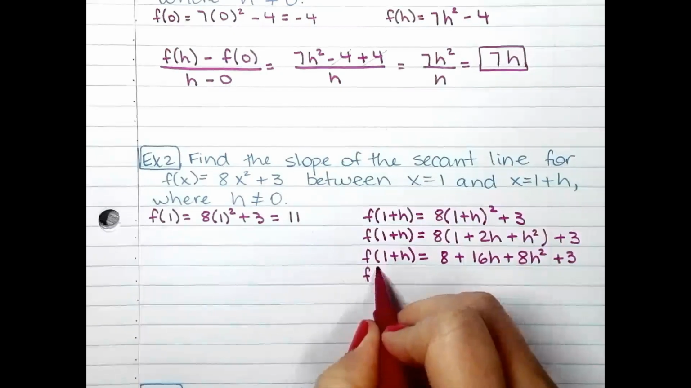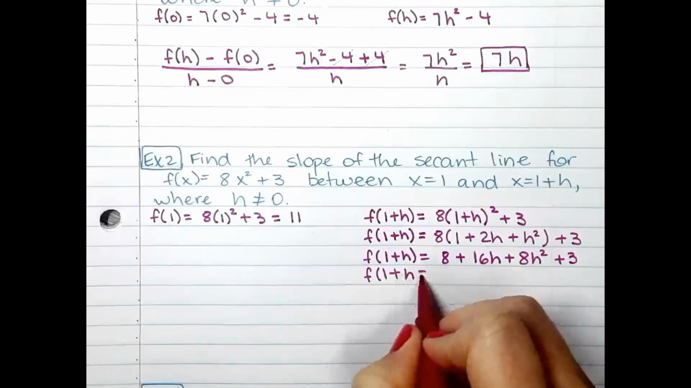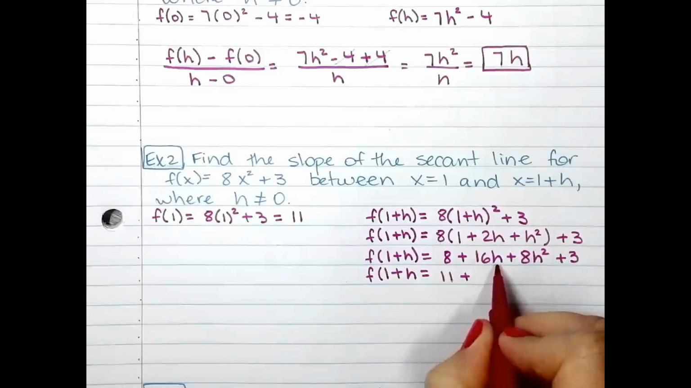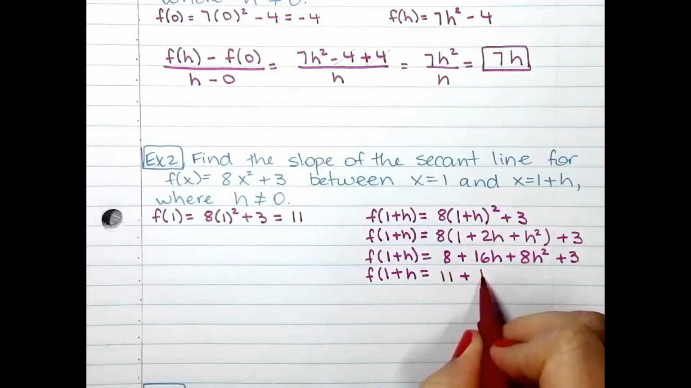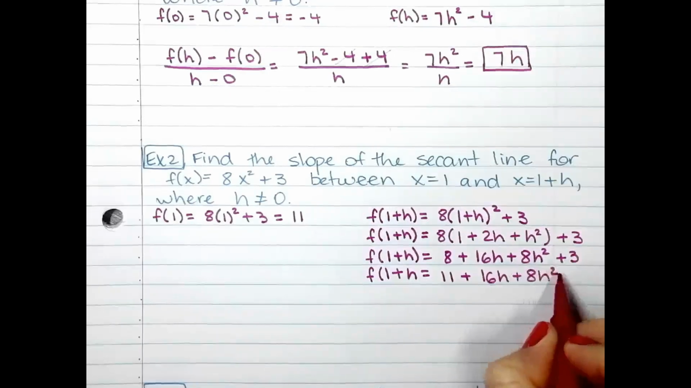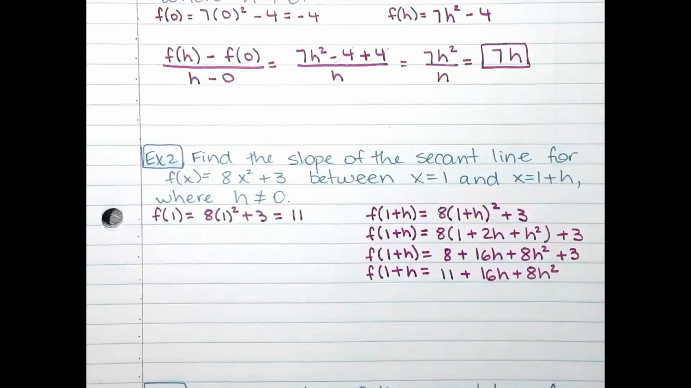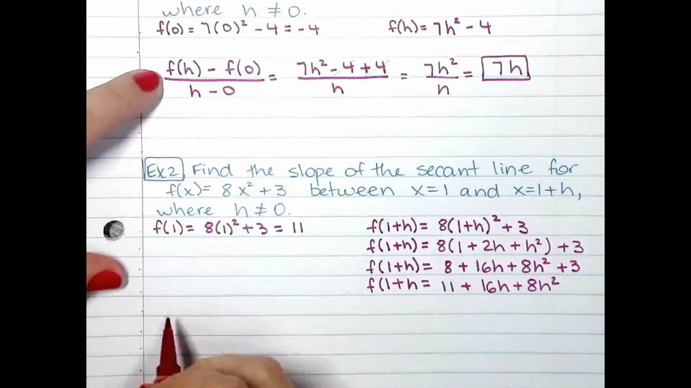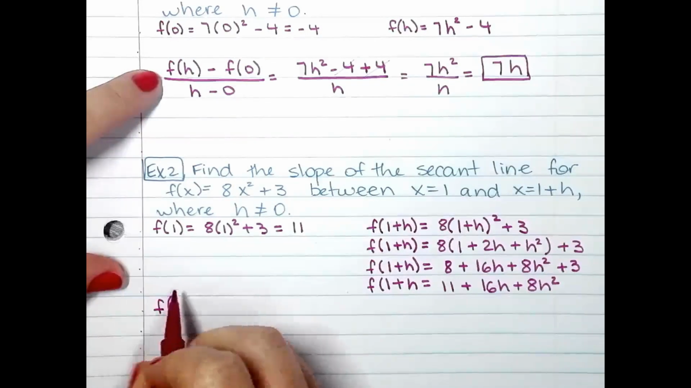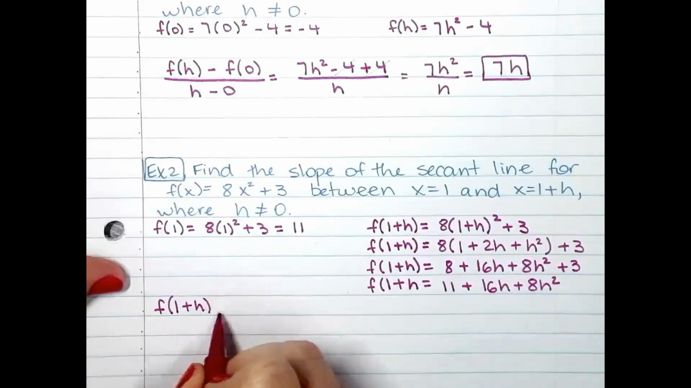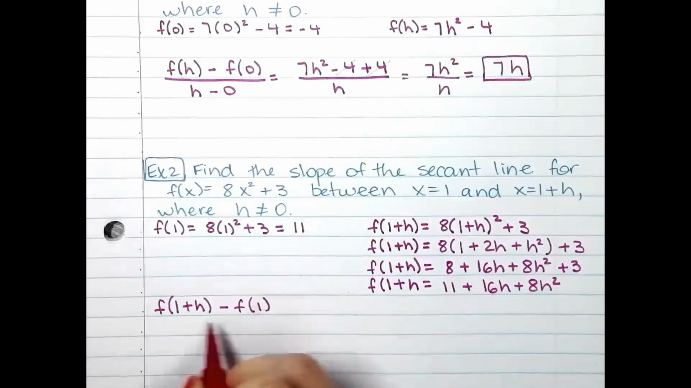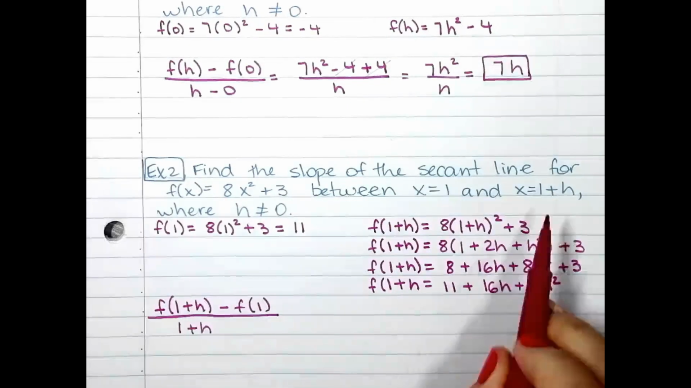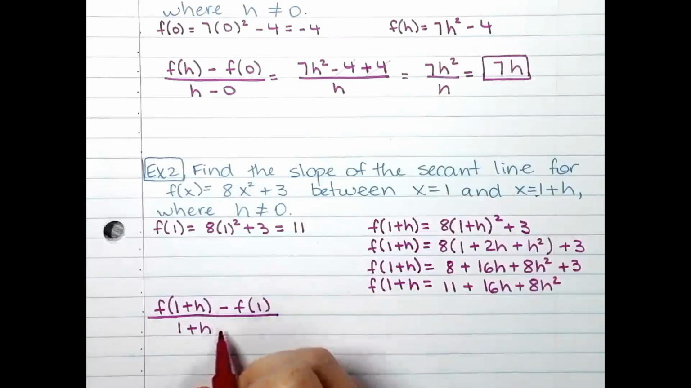Combine like terms. 8 and 3. And then there's no other h or h squared that you need to combine. Okay, back to our formula. So we have to do, I'm going to do it right here. f of 1 plus h minus f of 1 over 1 plus h minus 1.